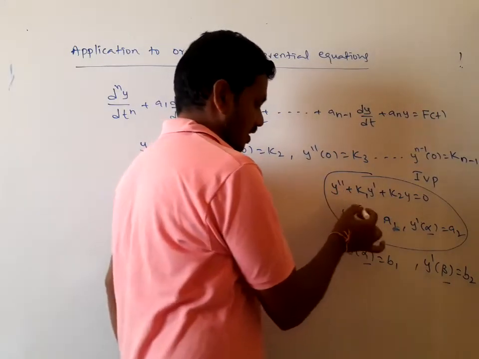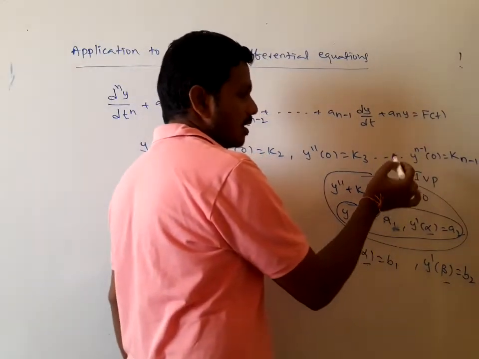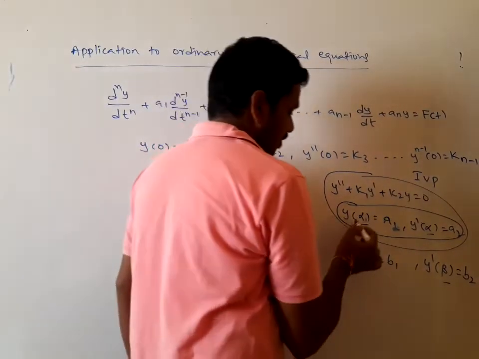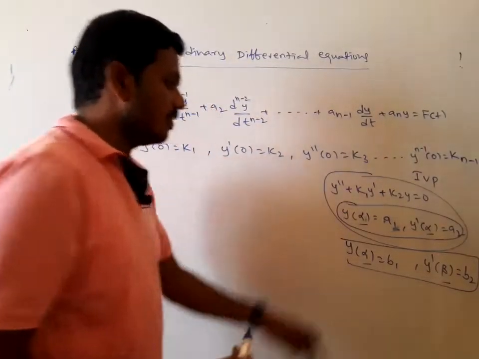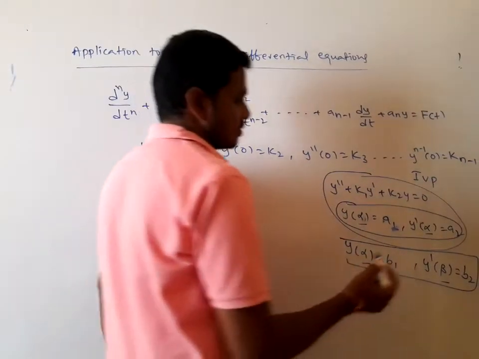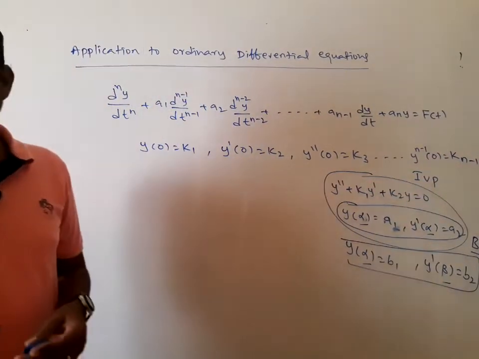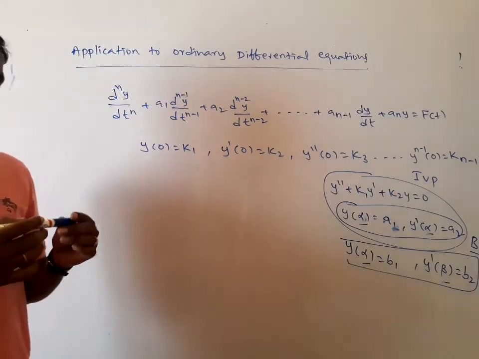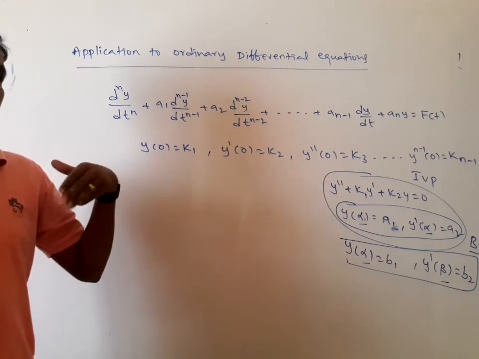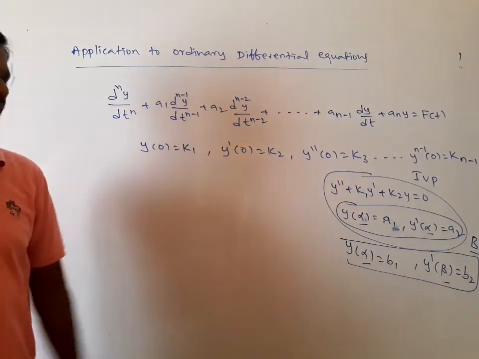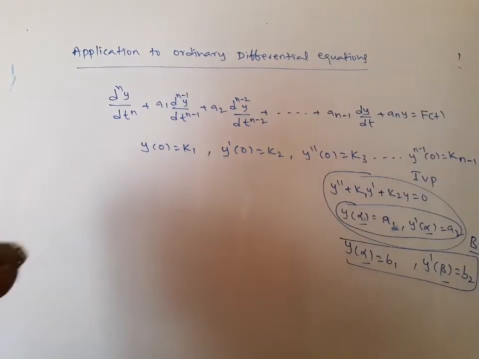If the conditions are different, if you consider the first two conditions for this ordinary differential equation, the problem is called an initial value problem. If instead of these two conditions I take y of alpha is equal to b1 and y dash of beta is equal to b2, we say that such a problem is called a boundary value problem. Don't get confused here. The difference between the initial value problem and boundary value problem is that if the conditions are defined at a single point, that is an initial value problem. If the conditions are defined at 2 points, 3 points, and so on, not only a single point, such problems are called boundary value problems.